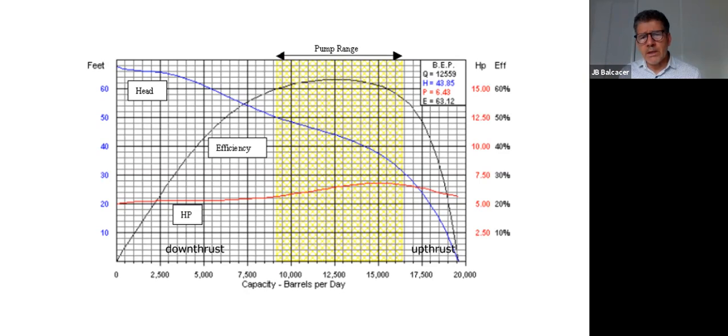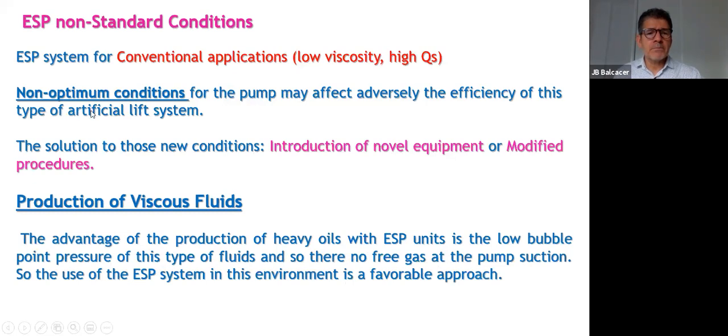So again, if we don't have a system to control the speed, we have to be aware that this is the range, and anytime we are dealing with a rate below it, which is something normal we should expect from the reservoir as the productivity decreases, probably a few months after we run the ESP, we are already in an area where the efficiency is really low. The ESP system for conventional applications is for low viscosity and high rates. And non-optimum conditions, of course, will affect the efficiency of the ESP system.